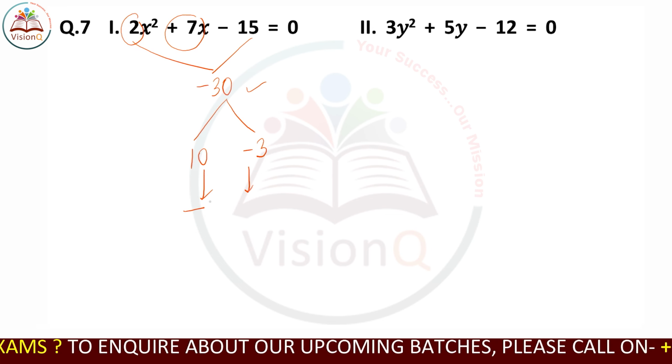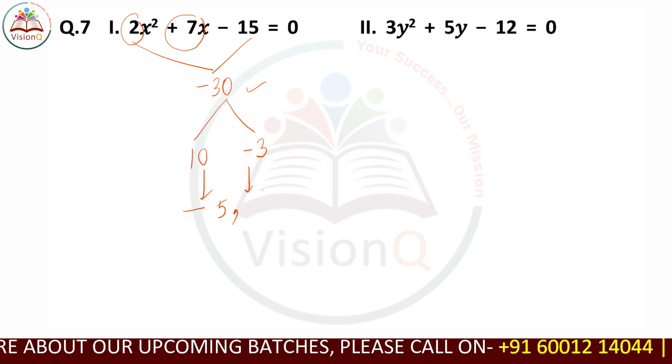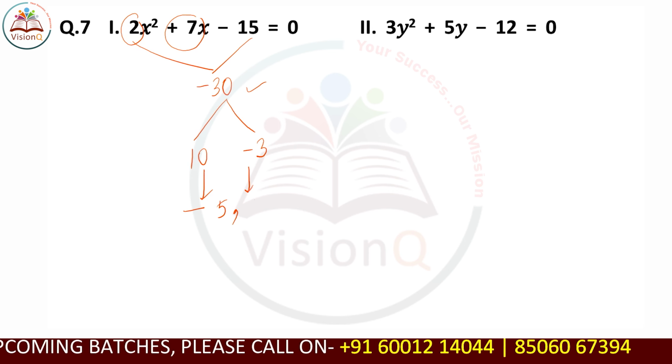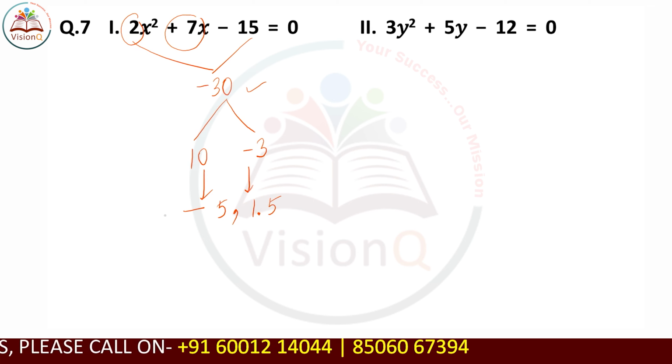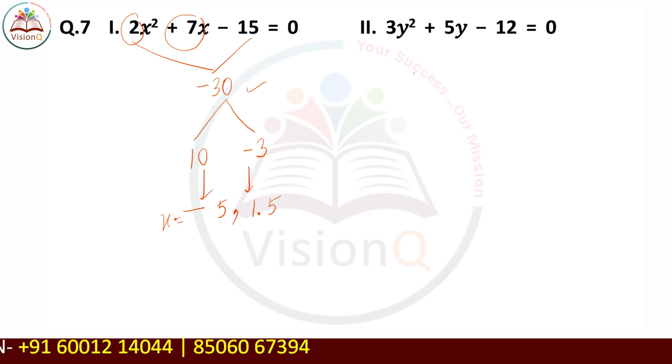If I divide 10 by 2, I get 5. And if I divide 3 by 2, I get 1.5. So these are the values of x. In a similar way, in the next equation, if I multiply a and c, I get minus 36.